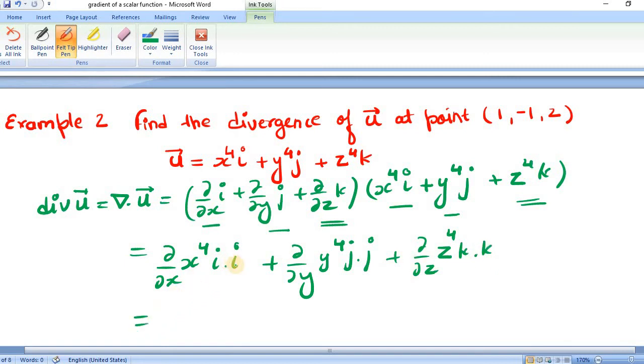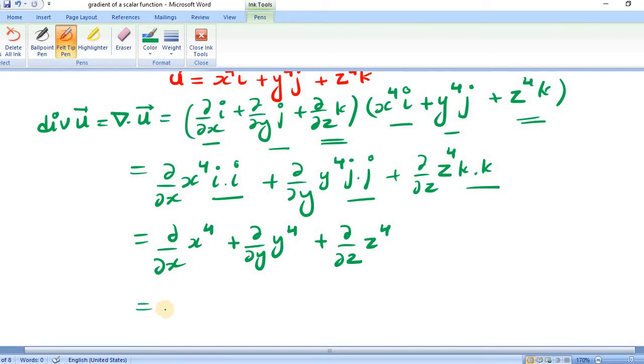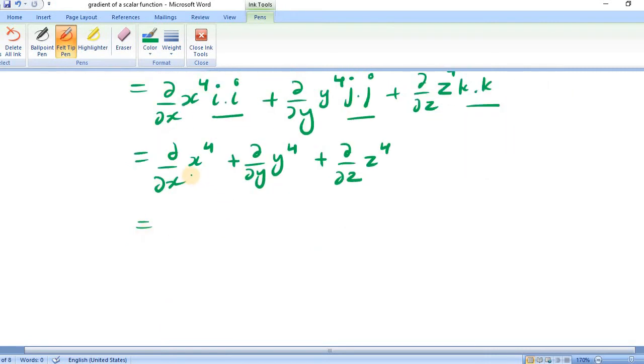And as we all know, in the dot product, i dot i is 1, j dot j is 1, and k dot k is also 1. So this remains del upon del x, x to the power 4, plus del upon del y, y to the power 4, plus del upon del z, z to the power 4. Now we'll perform the partial differentiation. In the first one, this is partial derivative with respect to x, so this will be 4x cubed, plus we have to differentiate partially with respect to y, this is 4y cubed, and here we have to partially differentiate with respect to z, so this will be 4z cubed.